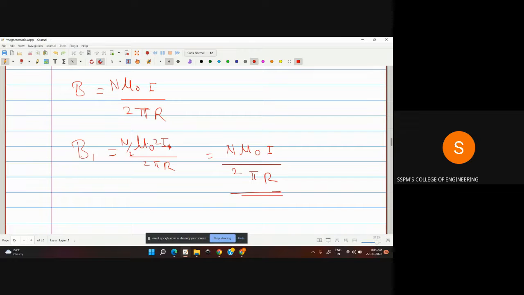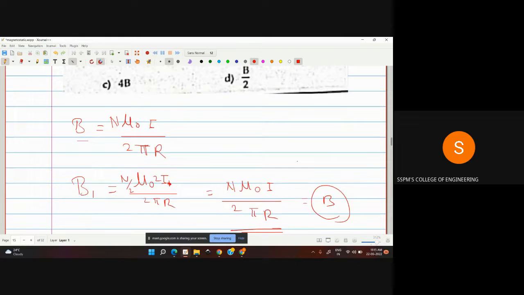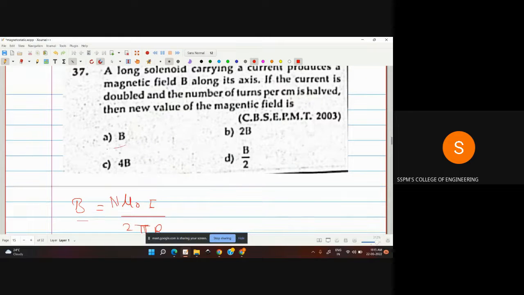कारण का, तुमचा नंबर ऑफ टर्न डिक्रीज बाय फॅक्टर 0.5, म्हणजे 1/2 ने डिक्रीज केलेला आहे, हाफ केलेला आहे, आणि करंट तुमचा इन्क्रीज केलेला आहे, म्हणजे रेशो n by I काय सेमच राहणार ना, तेव्हा मॅग्नेटिक फ्लक्स कॅनॉट बी इन्क्रीज, तेच राहणार, इज इक्वल टू B असणार आहे. So what is the correct option? Option A.